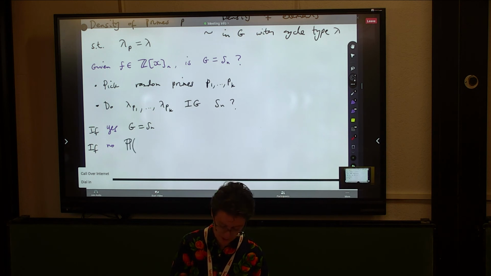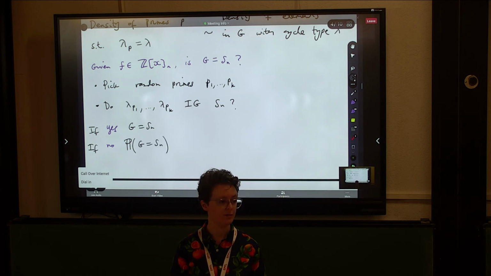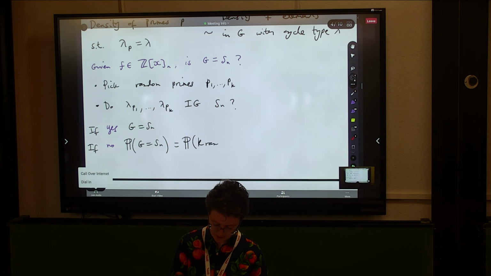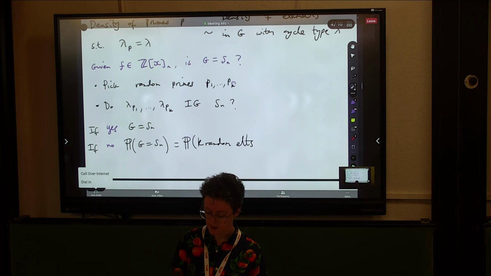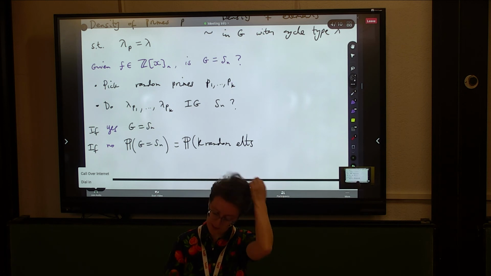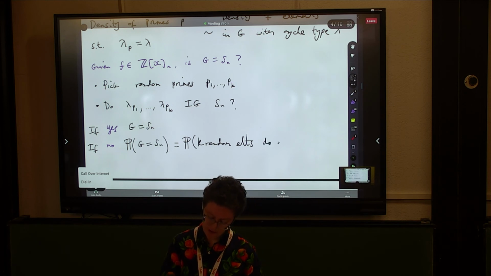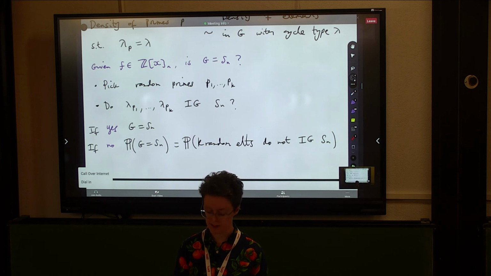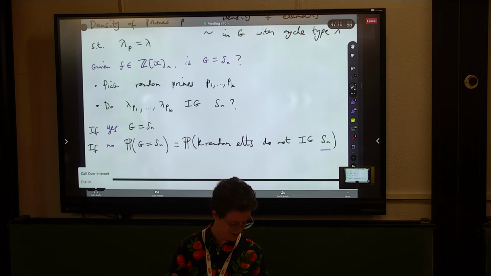And the probability of that false negative, so the probability that we say no, but also the group is Sn, is just the probability that k random elements, so remember k is the number of primes I picked, do not invariably generate Sn. Okay, so now what we want to do is give an estimate for this probability here.